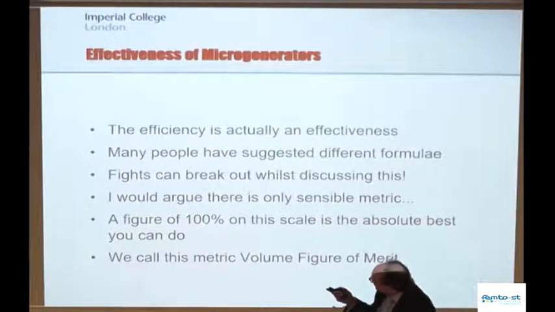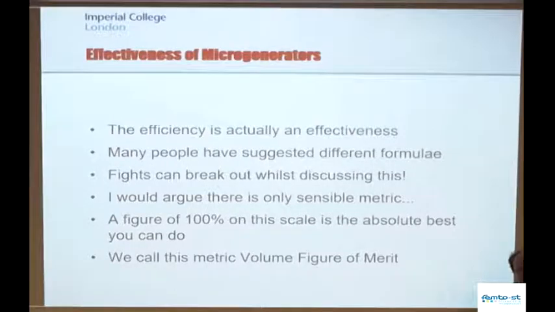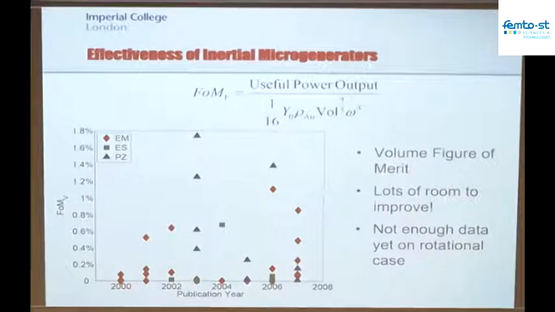Effectively, a figure of 100% on the scale that I'm going to show you means that that's the absolute best you can do. So I think it's a very sensible scale because it basically tells you if you get a figure of 100%, you've captured 100% of the possible energy that you could have done with the theoretical best generator you could have put into that particular volume. And so we call this thing the volume figure of merit. So let's have a quick look at how you calculate that.